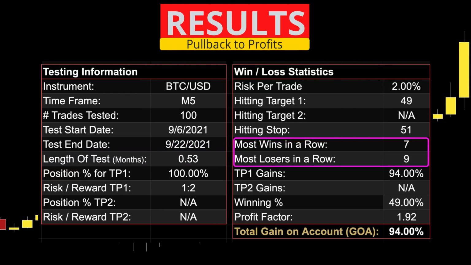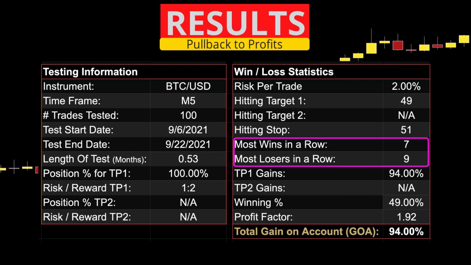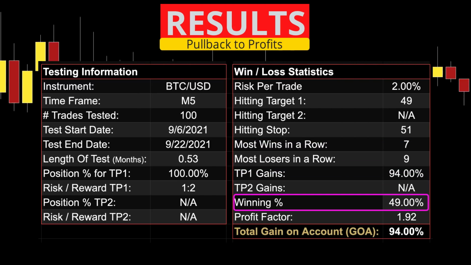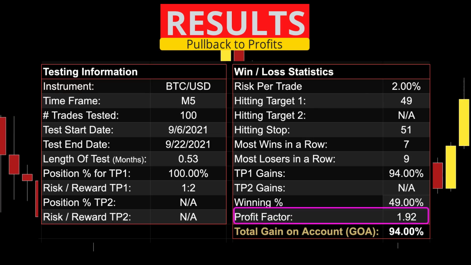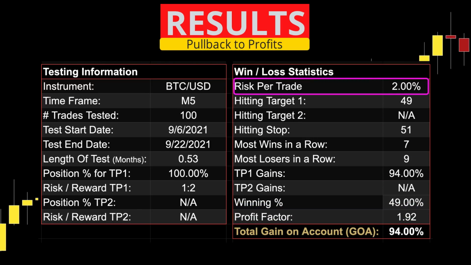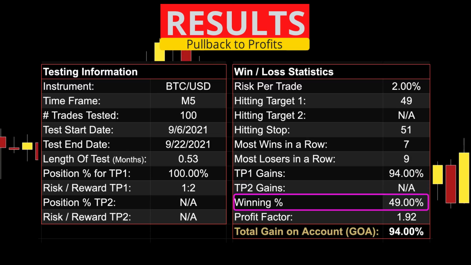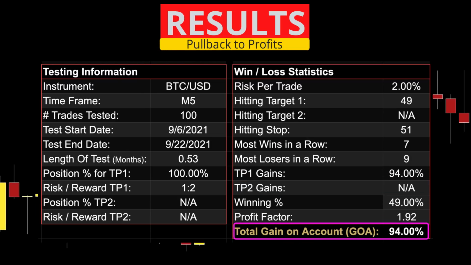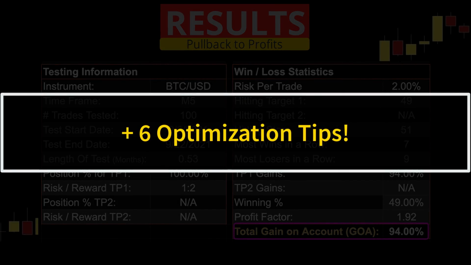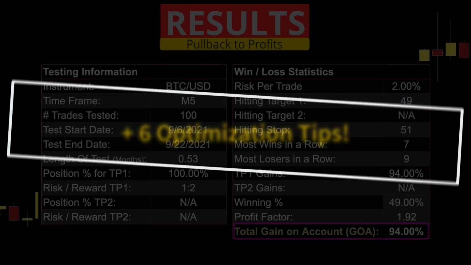Most winning trades in a row turned out to be 7, and most consecutive losses were an alarming 9. This dataset provided for a 49% win rate with a very nice 1.92 profit factor. Risking 2% per trade, this system produced a gross gain of 94%, and I am going to show you 6 tips on how we can make this system more versatile and profitable.